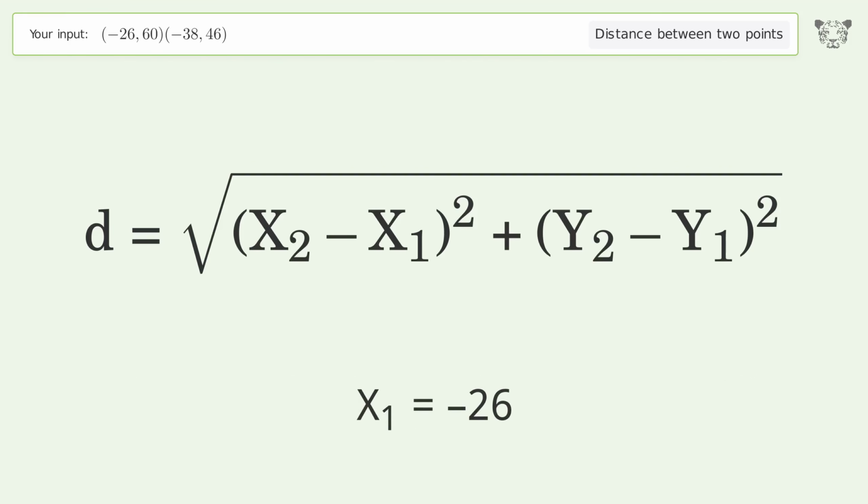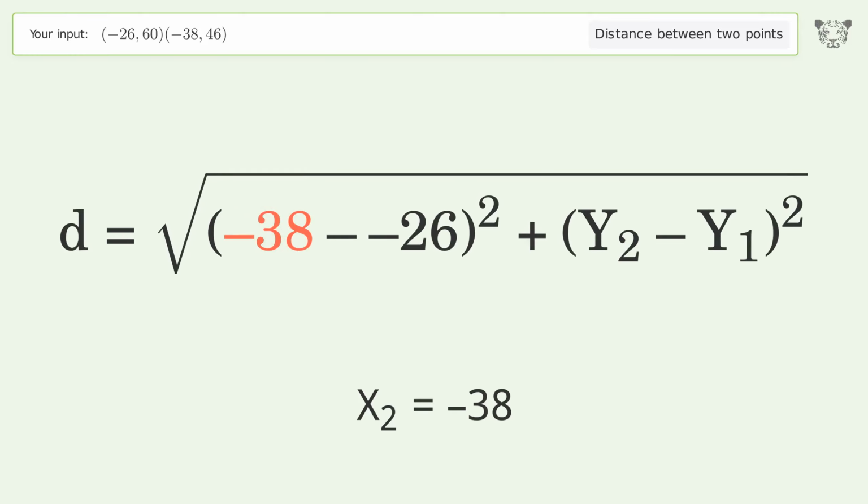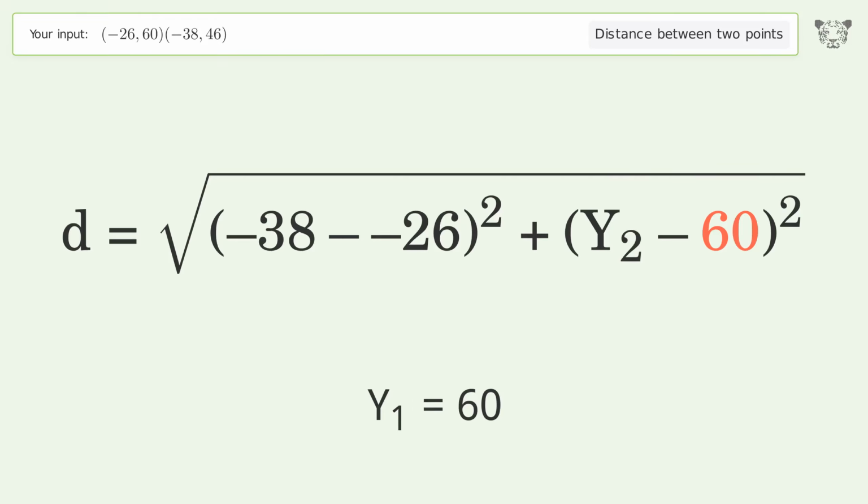x1 equals -26. x2 equals -38. y1 equals 60. y2 equals 46.